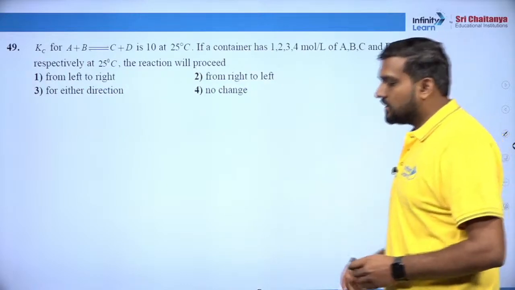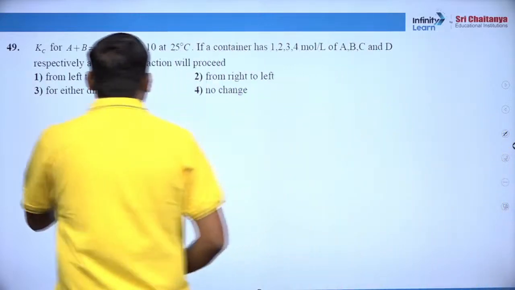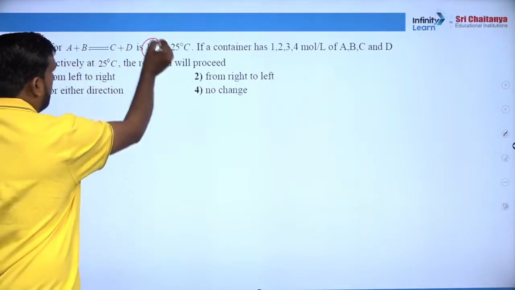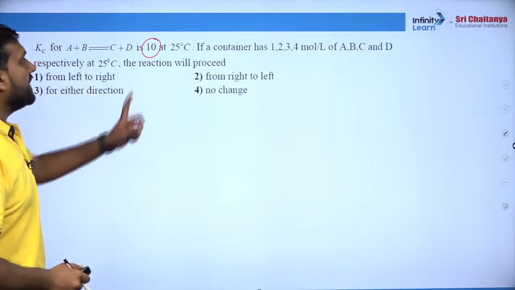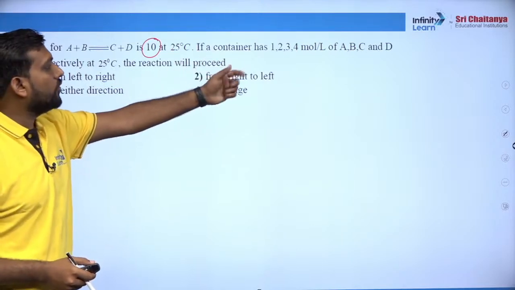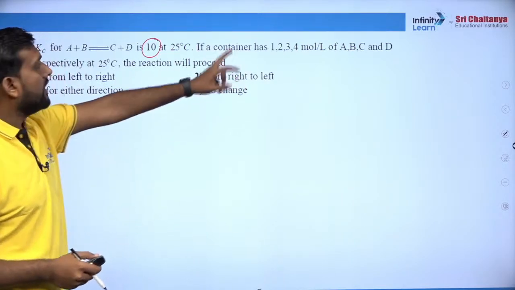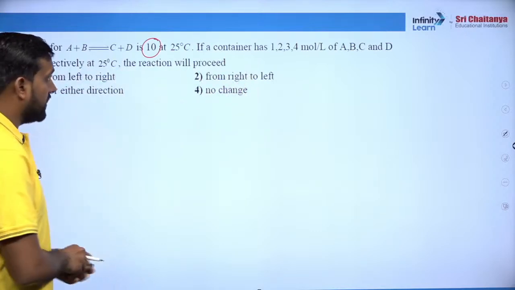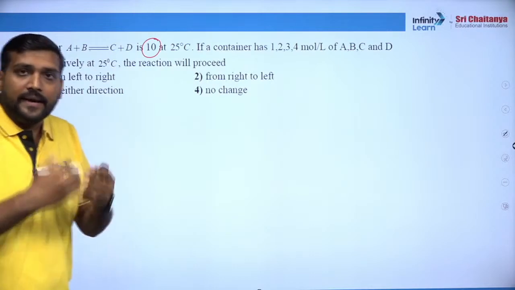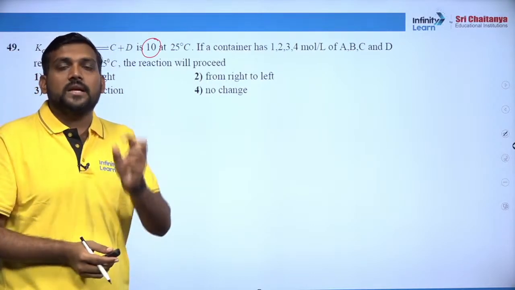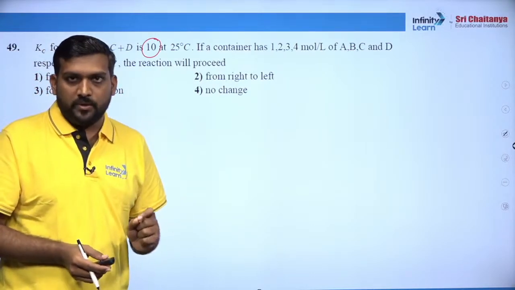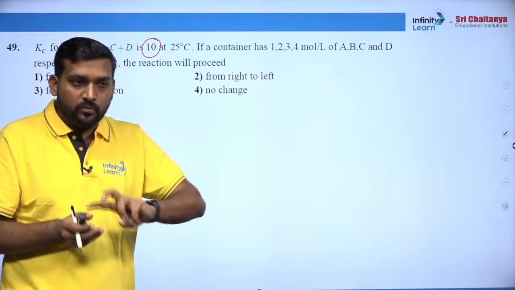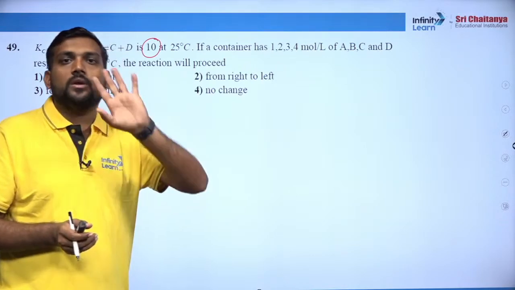Going for the next, this is quite a mathematical or calculative question. So Kc for this is given in the question as 10. If the container has 1, 2, 3, 4 mole per liter of A, B, C, D respectively at 25 degrees Celsius, the reaction will proceed. So whenever you have to predict the direction of the reaction, we basically try to find the reaction quotient, because looking at the value of the reaction quotient, we can easily tell whether the reaction will move in the forward direction or the backward direction.